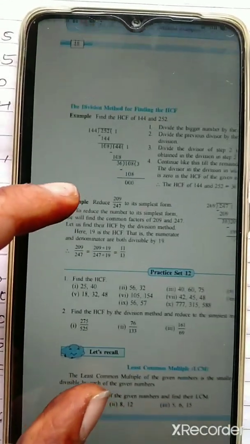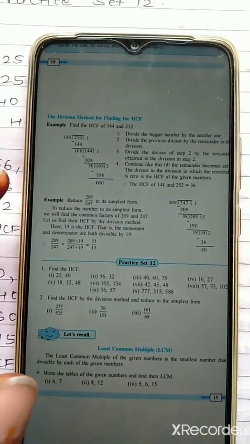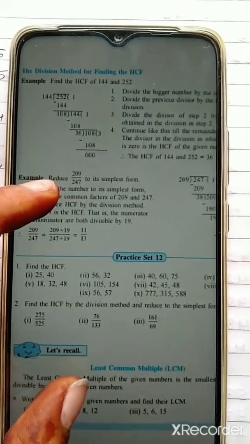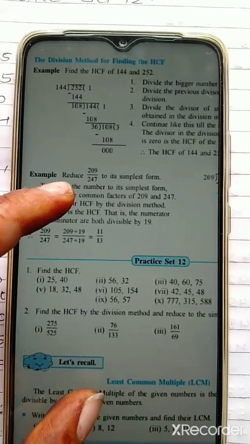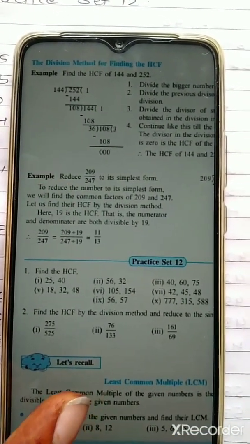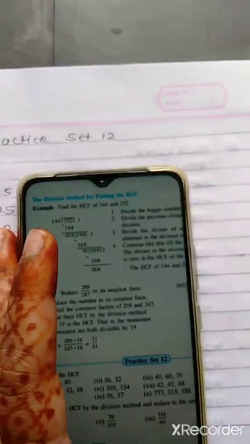So, we will first see the question. The first question says, find the HCF. We are given 10 questions and we are supposed to find the HCF of each number. So starting with the first sum.